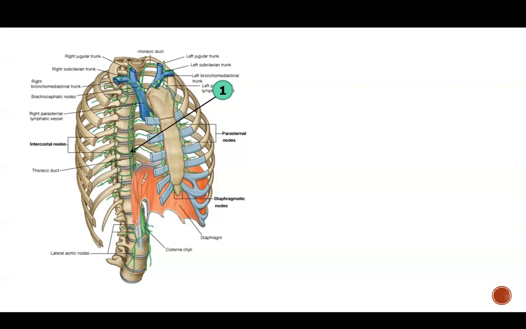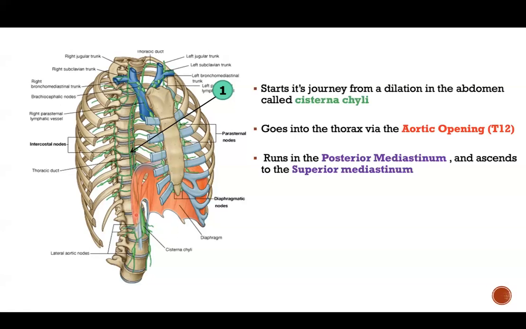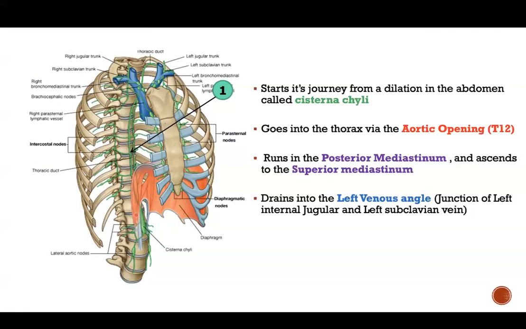Then it goes up and then it drains into the left venous angle, okay? So the left venous angle is the junction of the left internal jugular and left subclavian vein. So it's the point where the left brachiocephalic vein forms. Okay, this is called the left venous angle, and this is where the thoracic duct drains. Okay, so the thoracic duct runs in the posterior mediastinum and then obviously goes up to the superior mediastinum. So everything we mentioned before comes from up to down, but this goes from down to up. Okay.